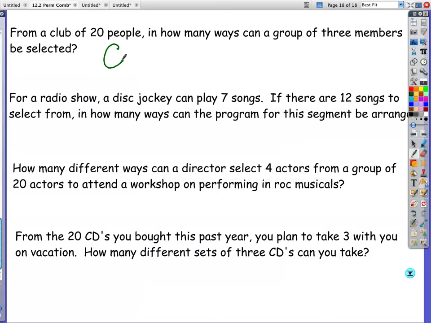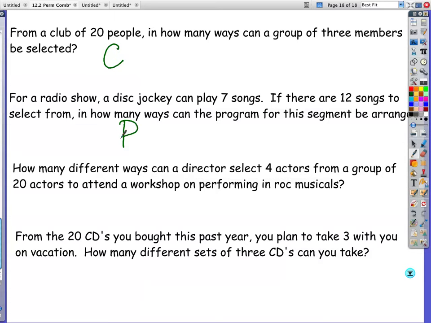A radio show, a disc jockey can play 7 songs. If there are 12 songs to select from, in how many ways can the program for this segment be arranged? So now you're saying the program, so you're going to list them, or even if you're going to play them, you're going to play them in a certain order. 1, 2, 3, 4, 5 would be a different arrangement than 5, 4, 3, 2, 1, or in this case 7 songs. So the radio show is a permutation.